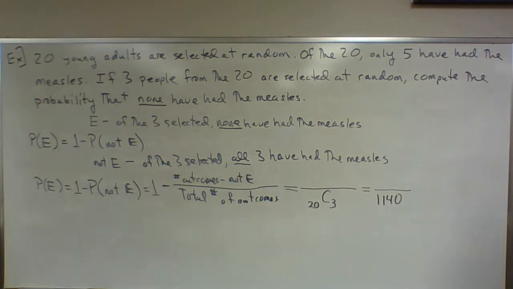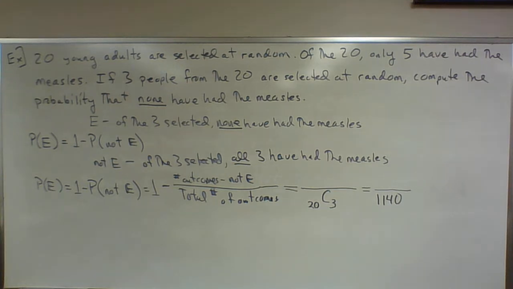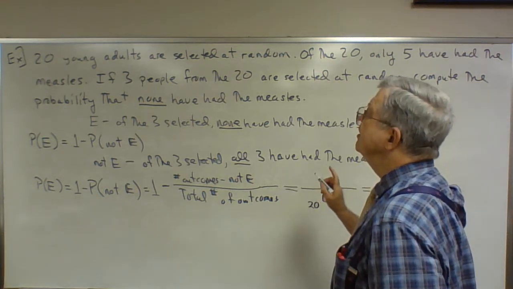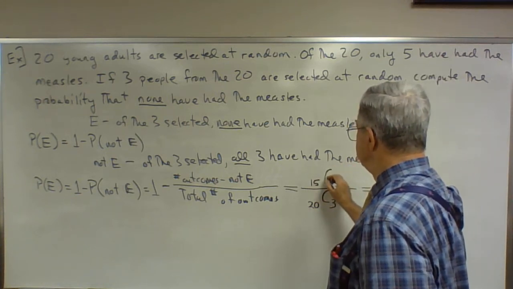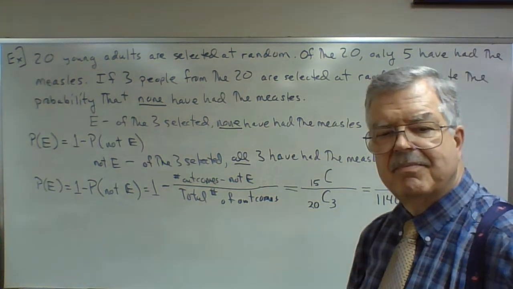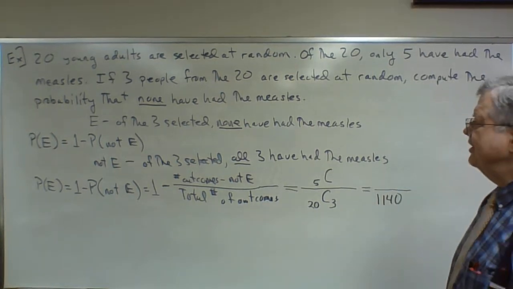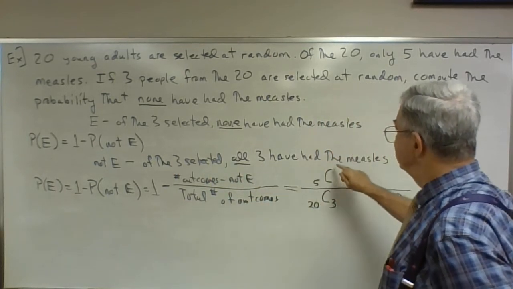Okay, the number of outcomes resulting in not E. Okay, let's see now. Not E. There are 15 people that have not had the measles. 15 have not had the measles. And we want, hang on a second. Okay, forgive me, I was confused for a second. But not E, the way we've defined it, is that of the 3 selected, all 3 have had the measles.